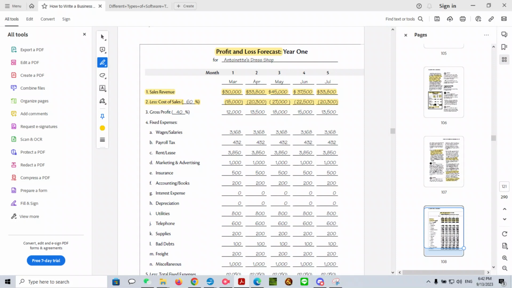30 minus 18, 12, that's correct. 33,800 minus 20,300, 13,500, that's correct. Do the math: 45,000 minus 27,000, 18,000, that's correct. Go to the next one. 37,500 minus 22,500, we have 15,000. That's correct.